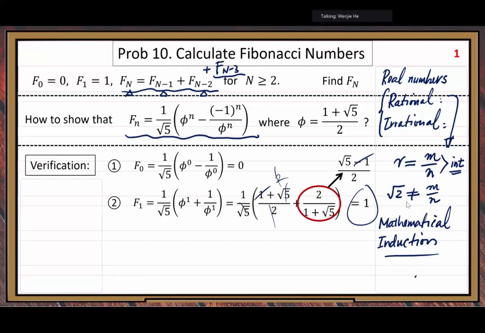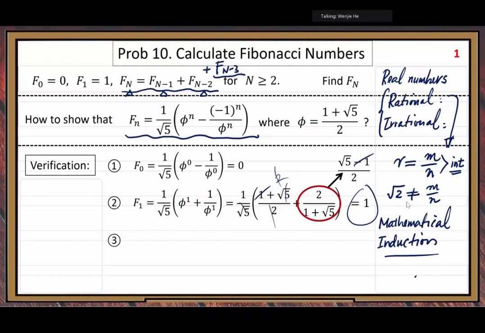But in the next step, I want to show you some calculation techniques related to the golden ratio. The golden ratio is a special number. When you do calculations involving the golden ratio, sometimes you can apply its special properties. So now let's practice some special properties of the golden ratio.